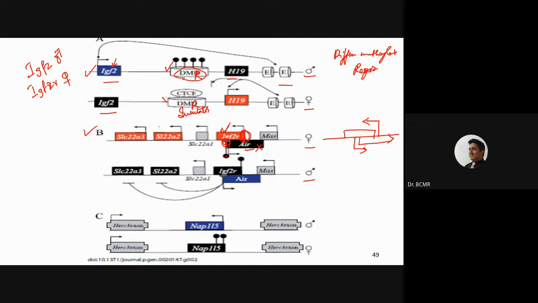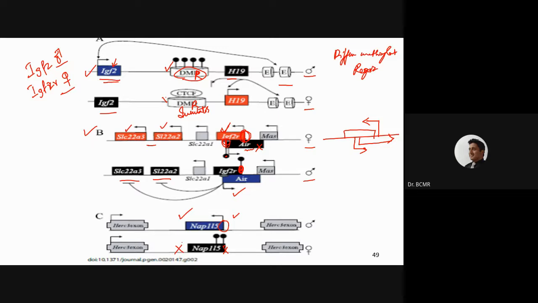Because AIR is not expressed, SLC22A2 and these regions are also expressed, which we will see. But on the paternal allele, IGF2R is repressed and AIR is expressed. AIR produces a non-coding RNA, which further represses these 2 genes. So again, I will reiterate: IGF2 is expressed from the paternal allele and its receptor is expressed from the maternal allele. There are similar examples. This is a simple one, where it depends on whether this region is methylated or not. If it is not methylated, the gene is produced, and if it is methylated, it's not expressed.